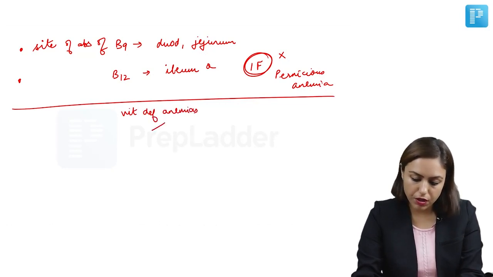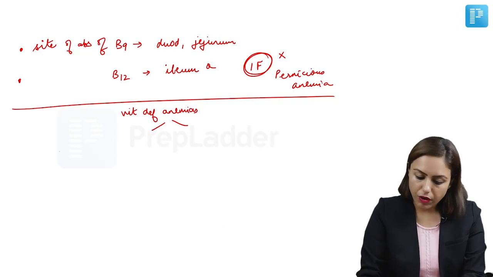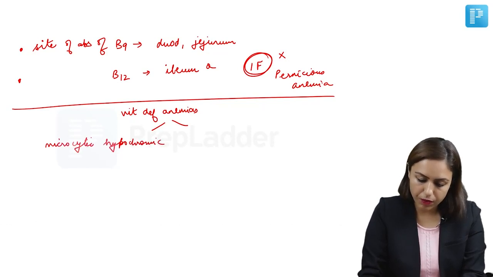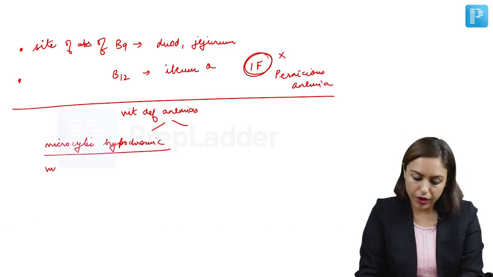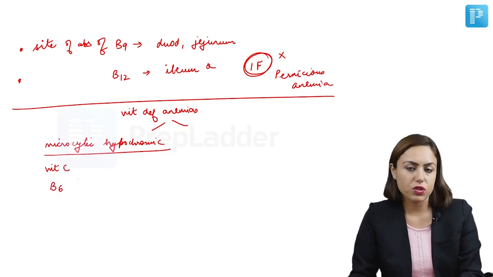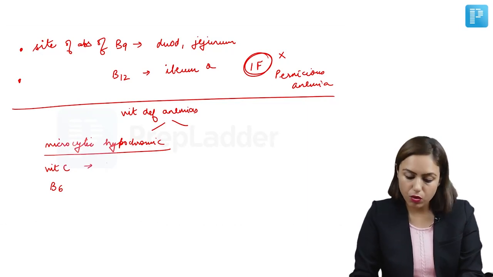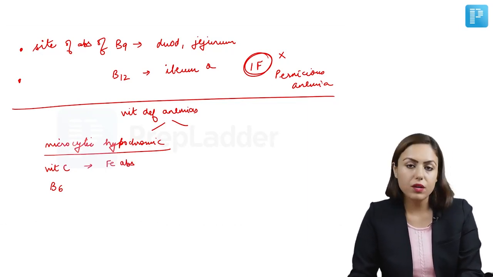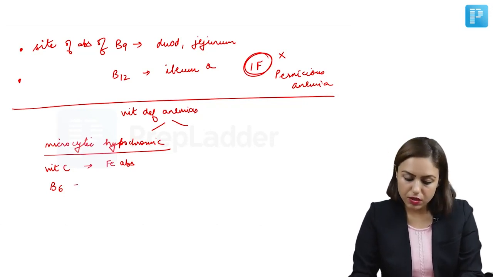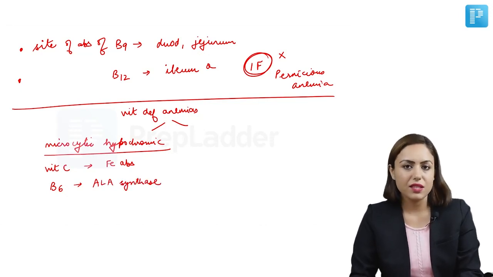Vitamin deficiency anemias can be of two types. One is microcytic hypochromic anemia, which can occur due to vitamin C deficiency or vitamin B6 deficiency, right? Because vitamin C is required for absorption of iron, that's why heme synthesis will be affected, and vitamin B6 is a coenzyme for the rate limiting step of heme synthesis, that is ALA synthase.